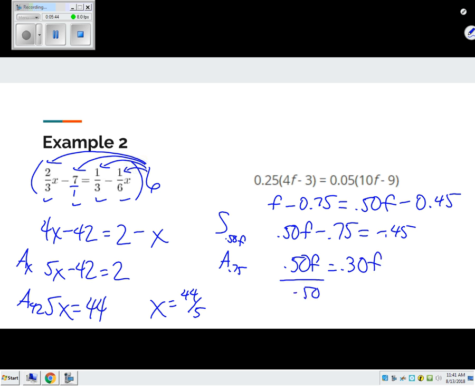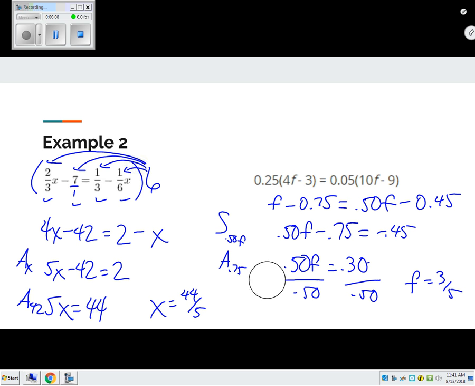Divide both sides by 50 hundredths. I get F is equal to this. So it can be done, as you can see, without having to worry about getting rid of the decimals.